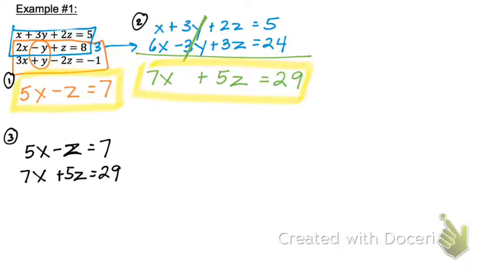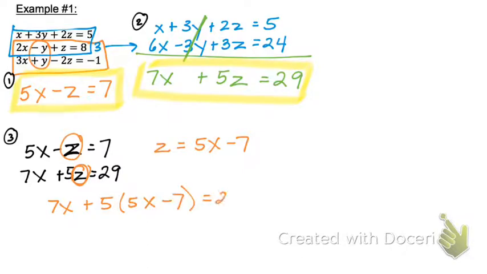Okay, just looking at these 2, what do you think is the best way, elimination or substitution? I like substitution because I've got this z right here. So z equals 5x minus 7. And then I plug it in here. So 7x plus 5x minus 7 equals 29.